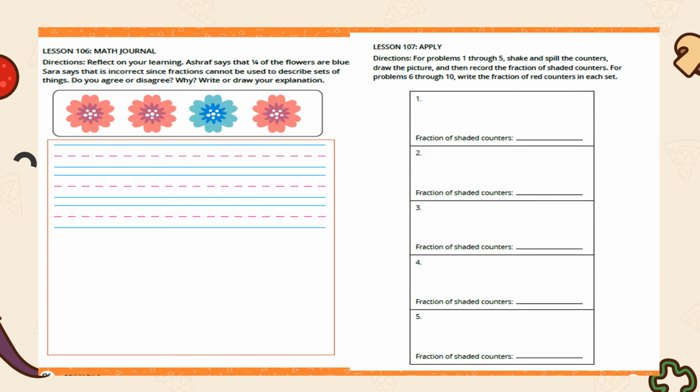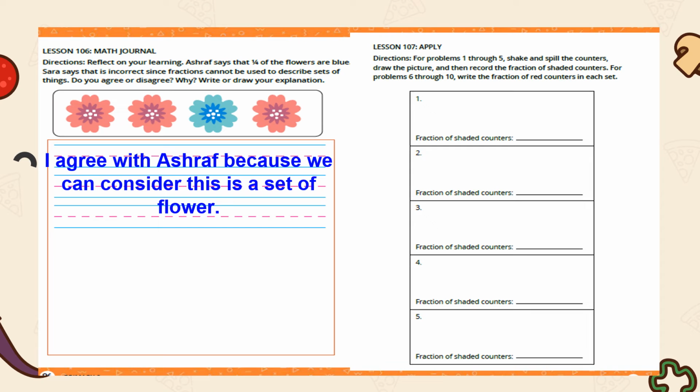Lesson 106. Reflect on your learning. Ashraf says that 1 over 4 of the flowers are blue, but Sarah says that is incorrect, since fractions cannot be used to describe sets of things. Do you agree or disagree? I agree with Ashraf because we can consider this a set of flowers. So the fraction of blue flowers is 1 over the total. The total is 4.